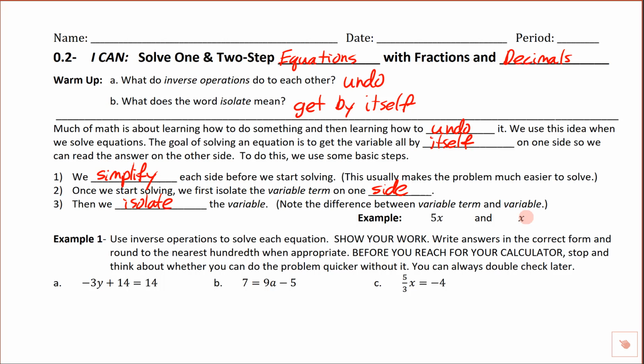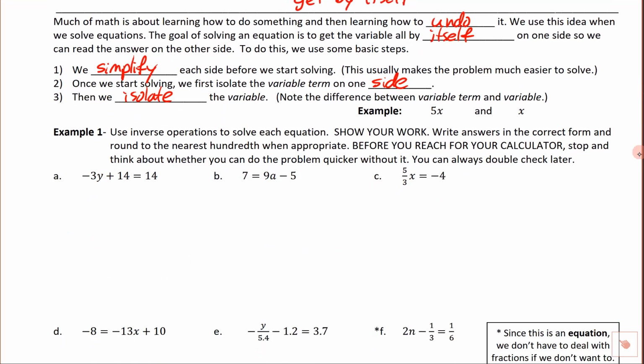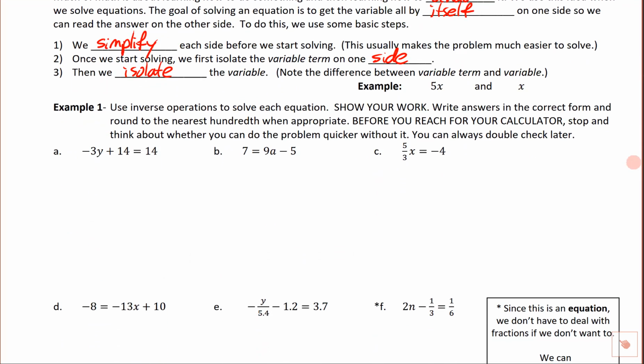So when we're solving equations, it's going to be really important that we make sure that we show our work. We want to write our answers in correct form. And here we're going to round to the nearest hundredth if we need to. So we'll keep an eye out for those decimals. And before you reach for your calculator, I really want you to stop and think, could you do this faster? Could you do this quicker without using your calculator? You can always grab the calculator later on to double check and make sure that you got it right. So keep your eye out for some of these.